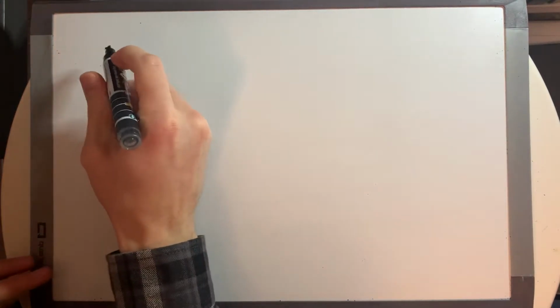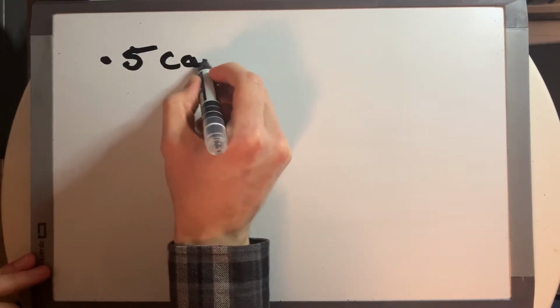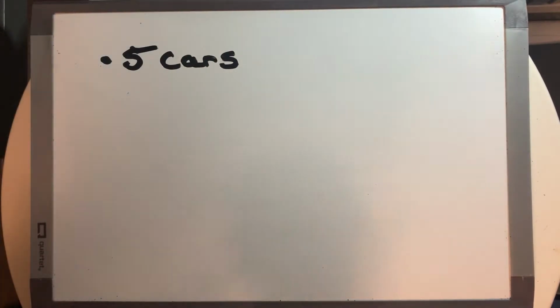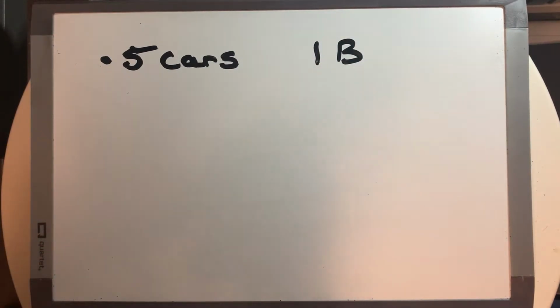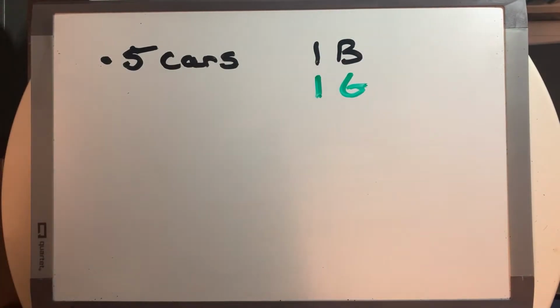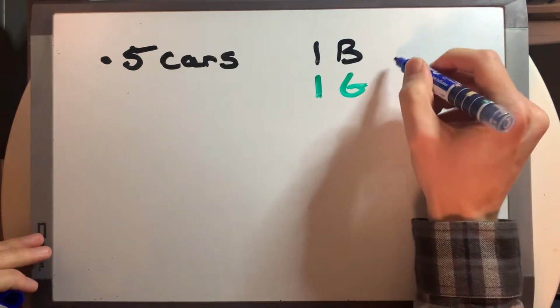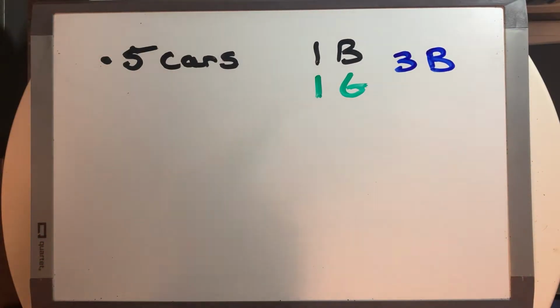Well, from this information, let's write down all the important info we had. One was that we had 5 cars. The next was that we have 1 black, which I'll label as 1B. The second was 1 green, which I'll do as 1G. And then we have 3 blue cars, which I'll put as 3B. So we want to arrange all 5 of these cars such that no blues are together.